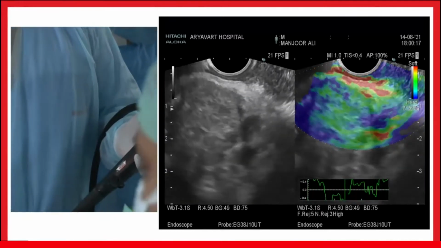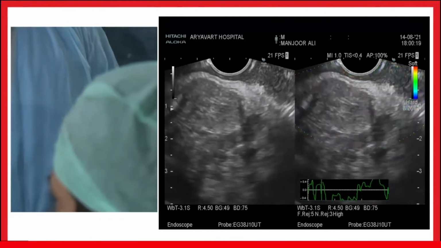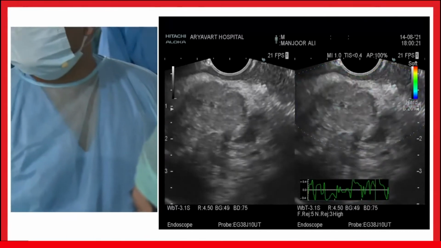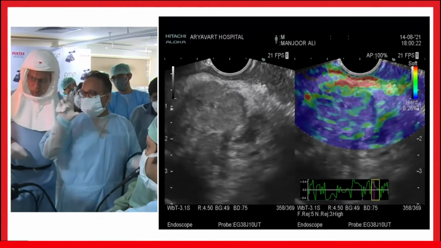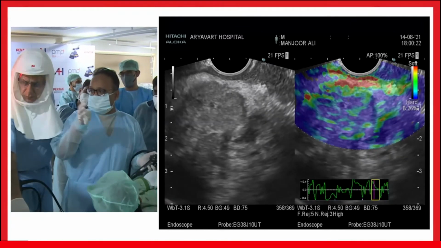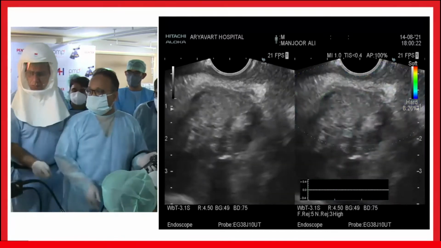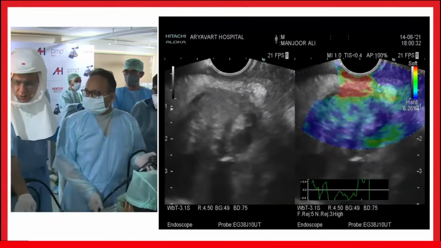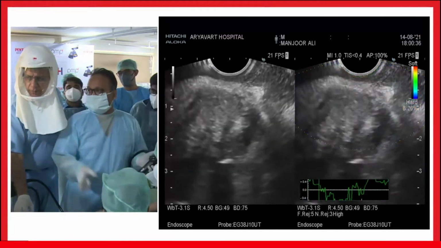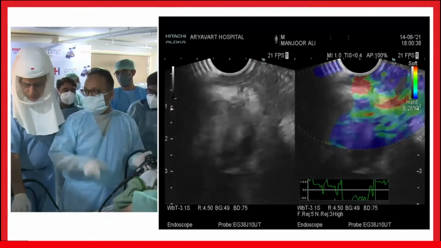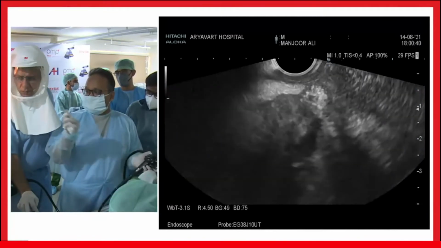Wait. So Dr. Nikhil, what do you think? This is a mass. Where is the mass now? So the location of the mass is in the pancreatic neck, intraductal, because we can demonstrate the continuation of the mass with the duct. So you think this is an intraductal mass? Yes. And the parenchyma is totally atrophied. So it is very difficult to differentiate, but you can trace the duct before and after the mass.